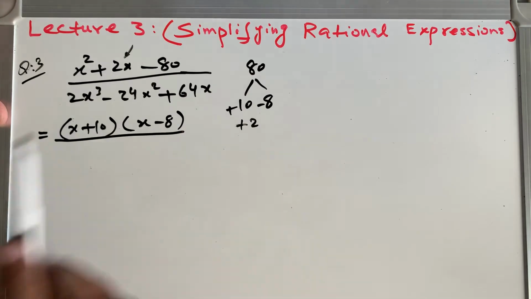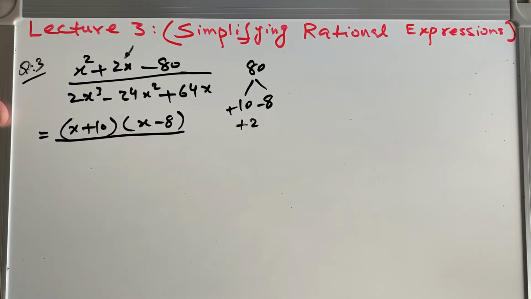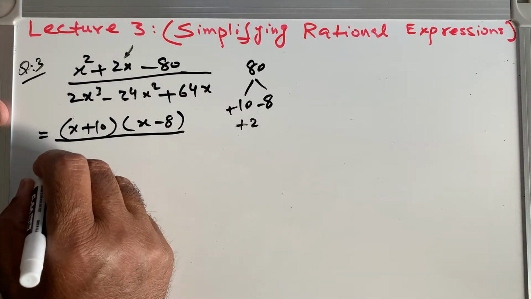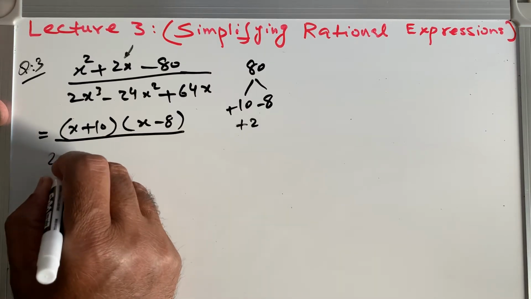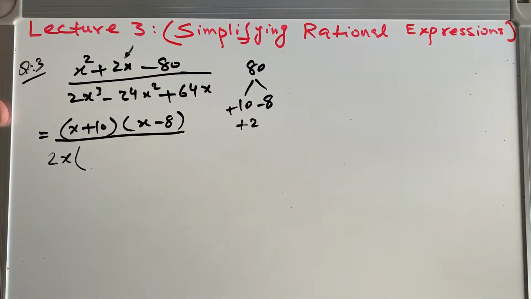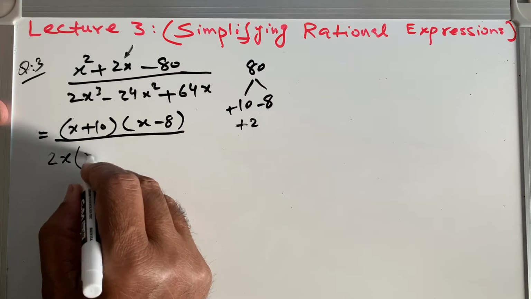Now in the denominator I can see that it's again a cubic equation. So I will take common, and I can easily take 2x as common, and left over inside, if 2x is gone outside, x is left.